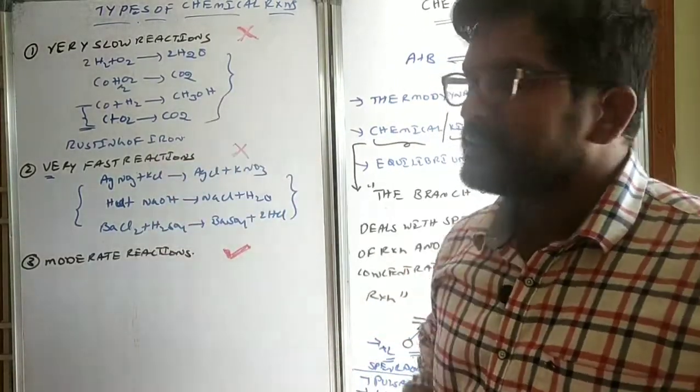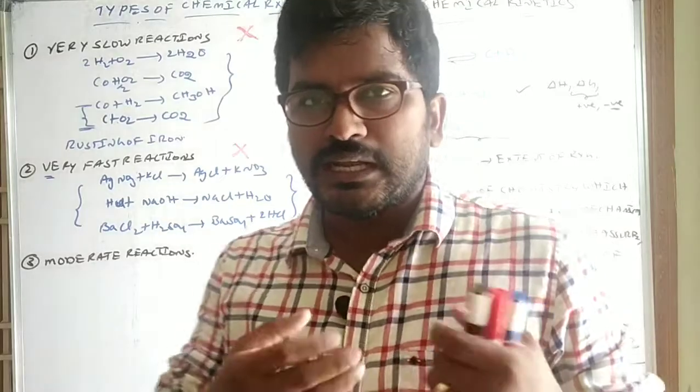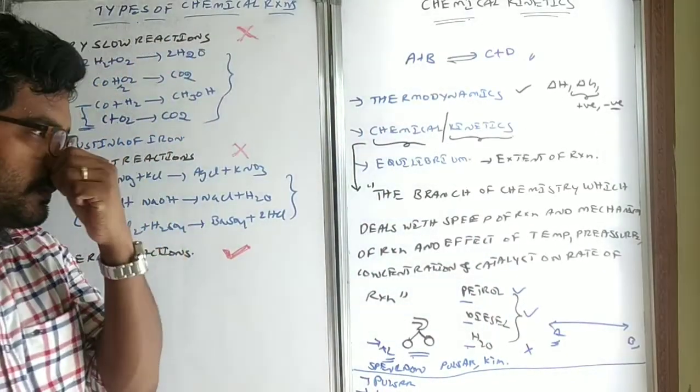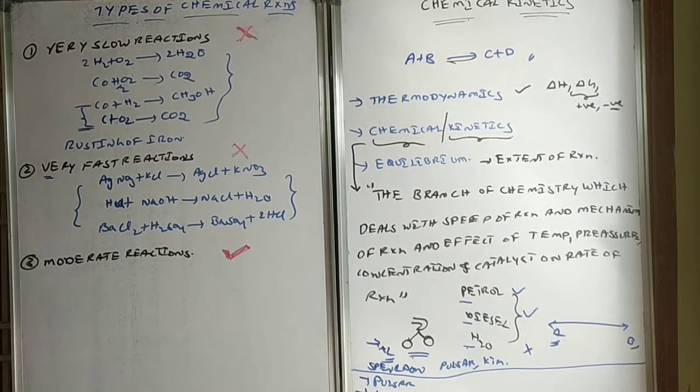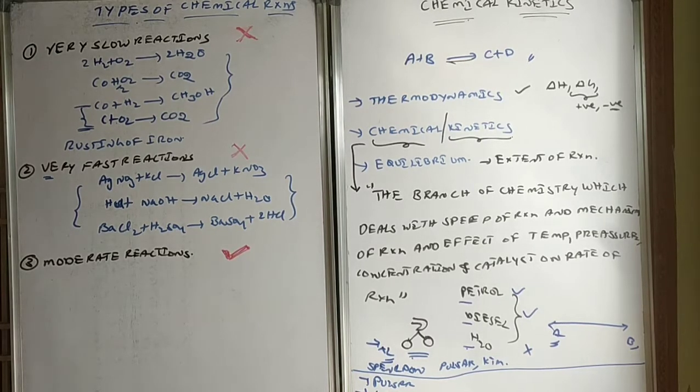If you can maintain a temperature of 300 degrees centigrade and arrange zinc oxide and chromium trioxide, that will become a moderate reaction. Like this, very slow reactions can be made into moderate reactions by changing the environmental conditions of the reaction.